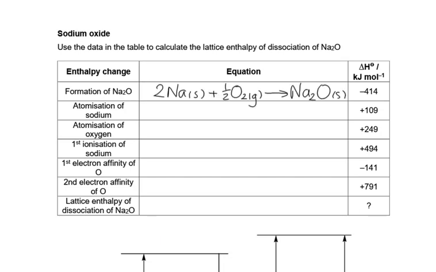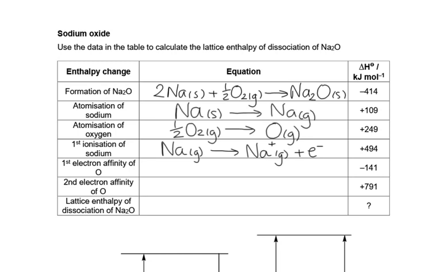So there's the first one. It asked us to form sodium oxide, so we're forming 1 mole of Na2O from its elements in the standard states, and that's the equation we've got. Form 1 mole of gaseous sodium atoms from the element in their standard states. Atomisation. And again, another atomisation, this time for 1 mole of oxygen atoms from its element in the standard state. First ionisation energy, where you remove 1 mole of electrons from 1 mole of gaseous atoms. First electron affinity, where you add 1 mole of electrons to form 1 mole of gaseous 1- ion.